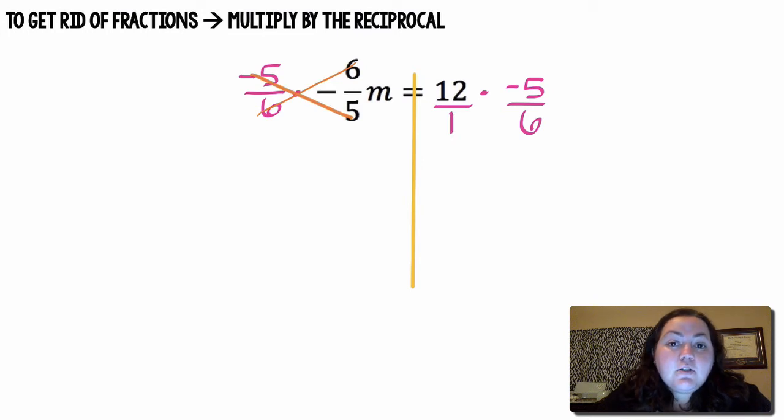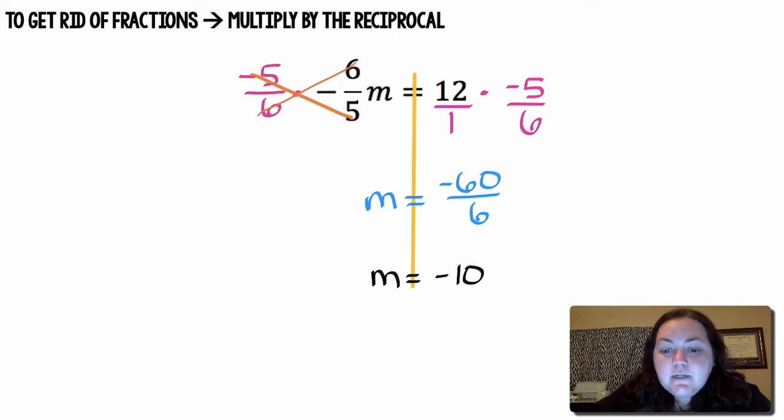On the right, I'm going to turn the 12 into a fraction by putting a 1 under it. Multiplying fractions, no big problem. Top times top over bottom times bottom. I get negative 60 over 6. And then when I divide negative 60 divided by 6, I get negative 10. So m equals negative 10.